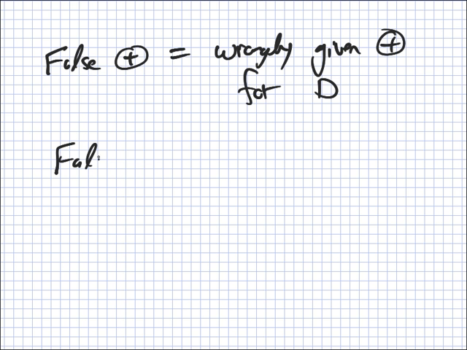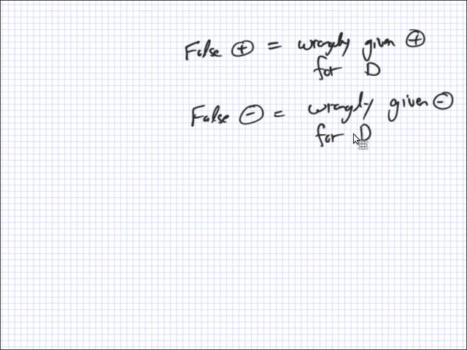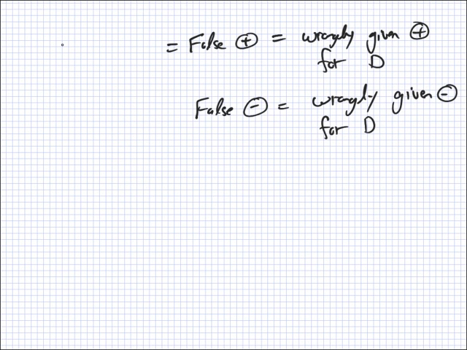False negative then, of course, is the opposite. This is wrongly given a negative result for the disease. When you actually have the disease, you were wrongly told you don't have it. A little bit more vocabulary. This is called a type 1 error, and this one here is a type 2 error.